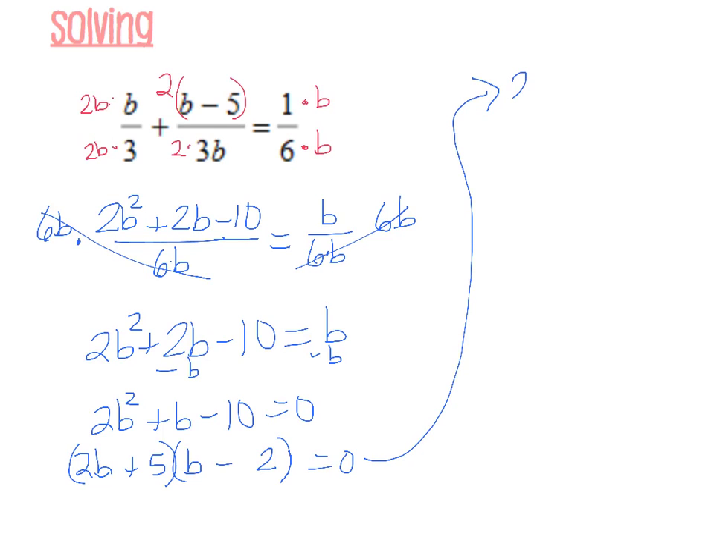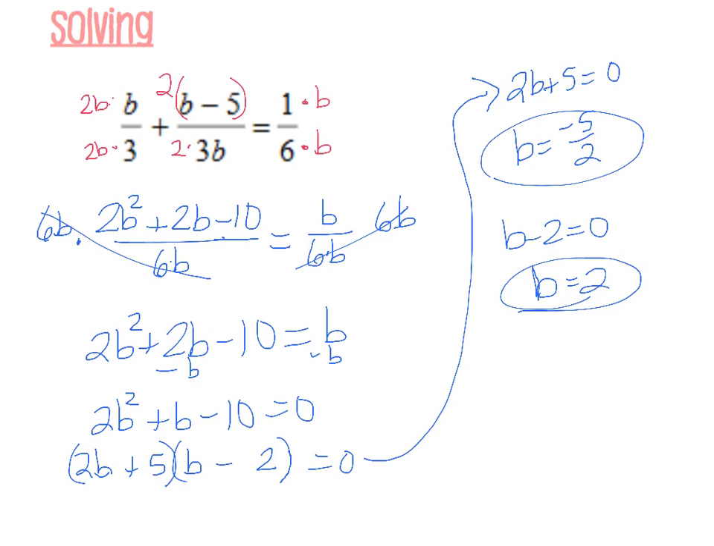And now you set those each equal to 0. That's going to end up being negative 5/2. And when I set b minus 2 equal to 0, I'm going to get b equals 2. I have two solutions here.